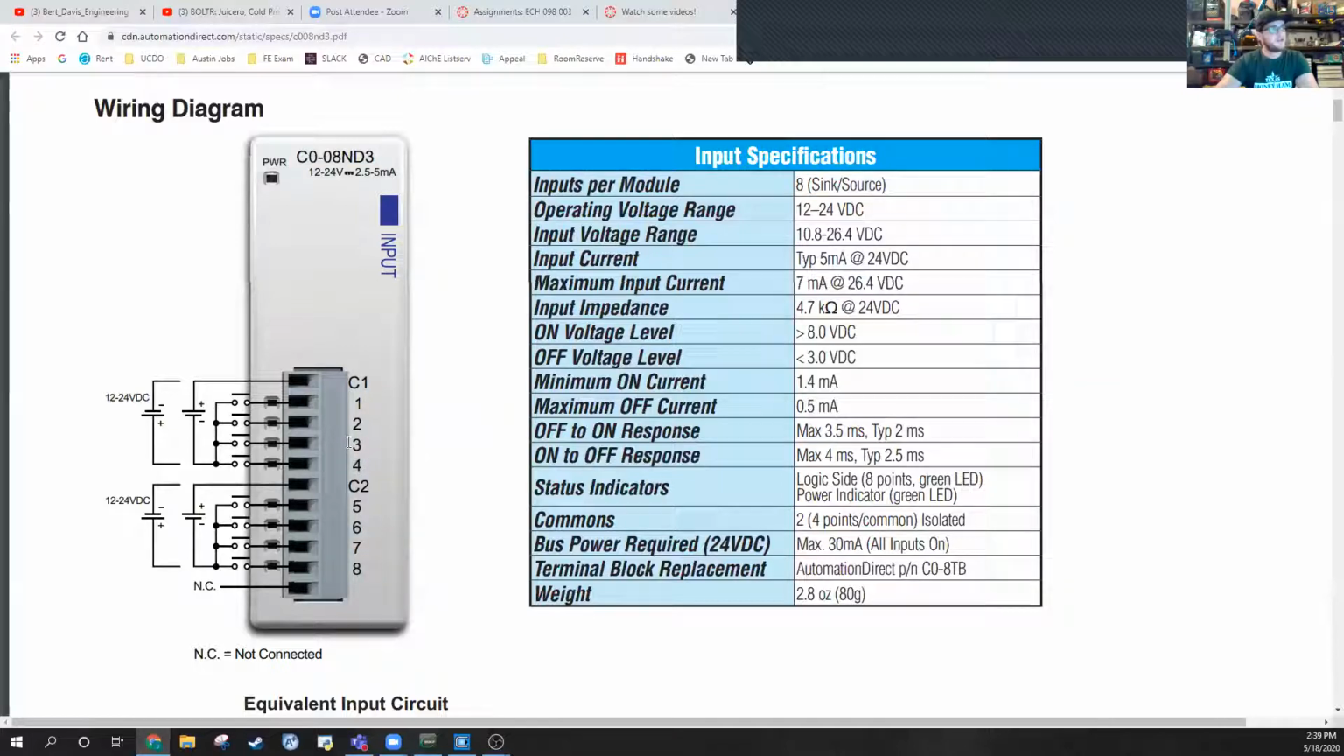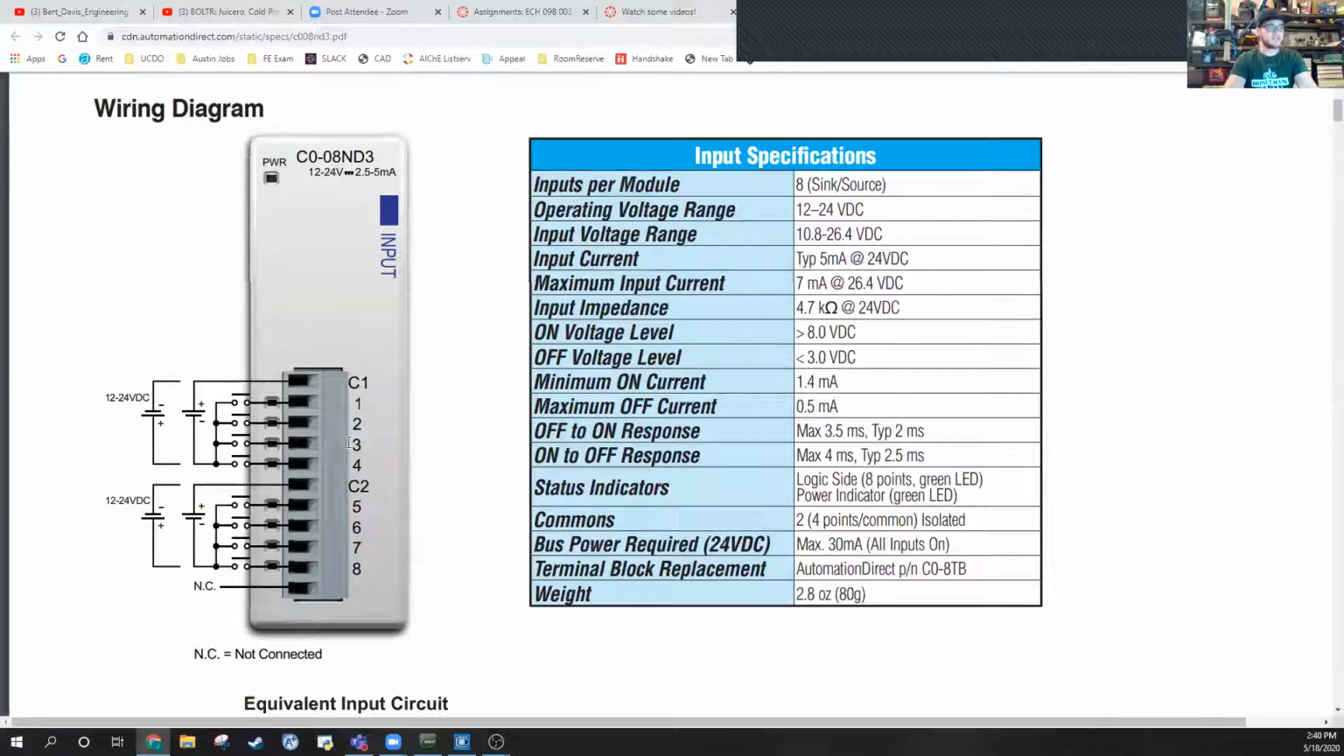Okay. Now the cool thing about these modules is it has 8 inputs, but they're broken up into 2 groups of 4 off 2 common channels. So if I want 4 inputs to be PNP, I wire them PNP to that C1 input, and then on that same card, I can have 4 inputs that are NPN off the C2 input.